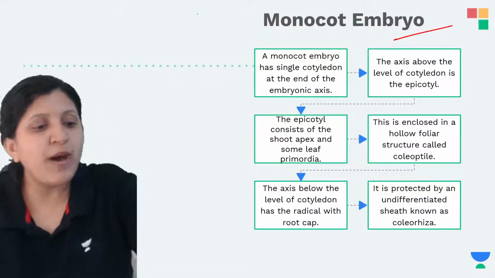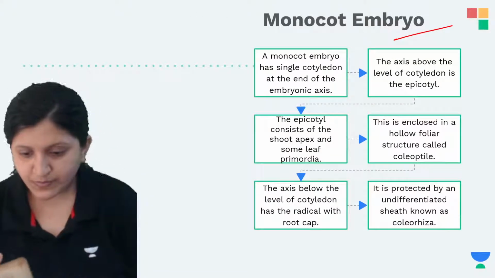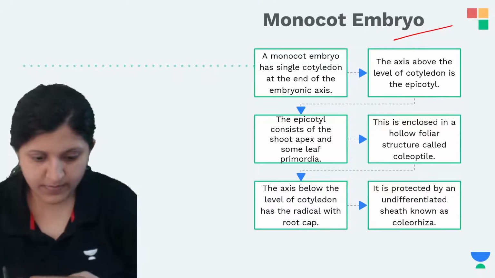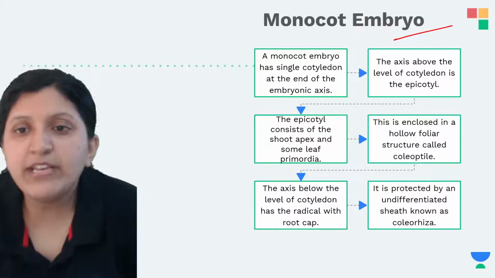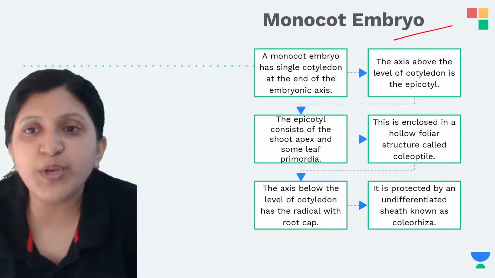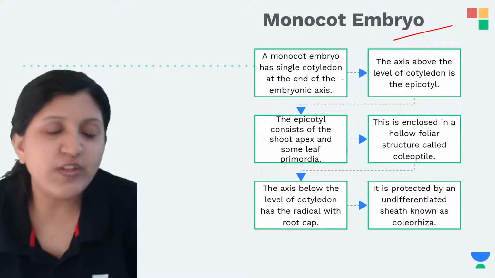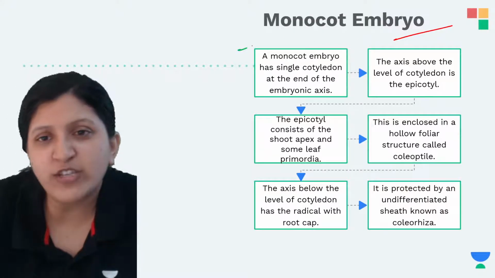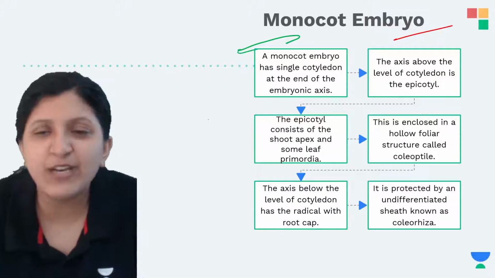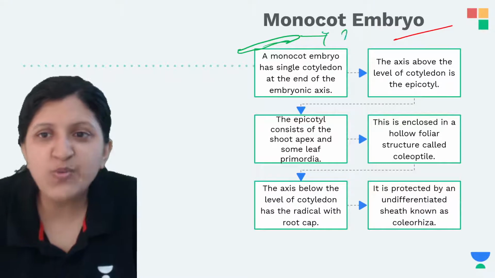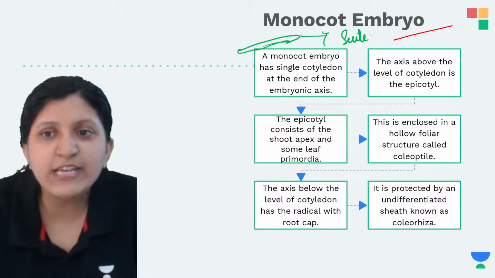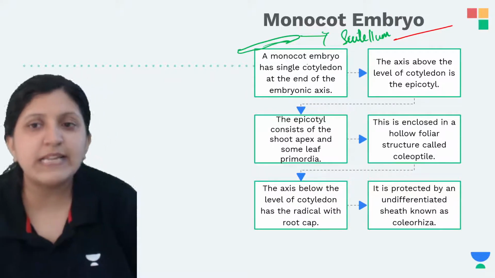Now when we mention the monocot embryo, just a second. As we mentioned, the monocot embryo has a single cotyledon. I told you that a papery cotyledon will be there. So this is a papery cotyledon. Alright, so that papery cotyledon is called what? The papery cotyledon in case of a monocot embryo is called a scutellum. So this is basically a scutellum.